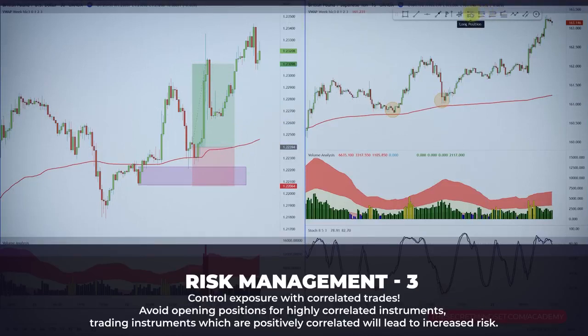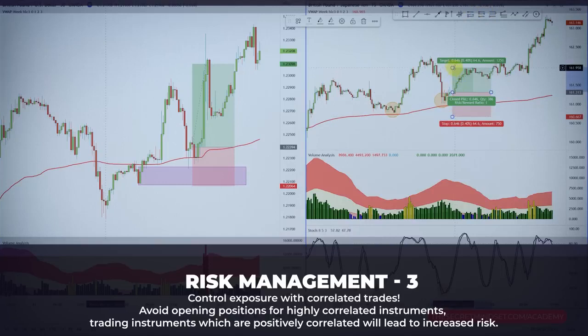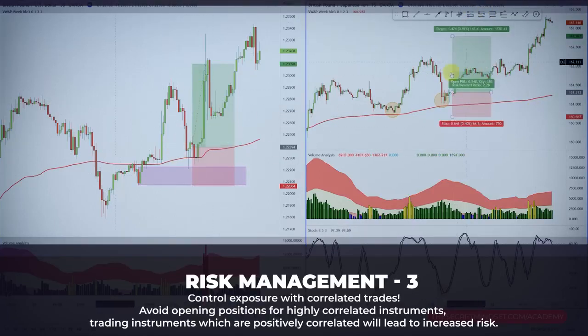When these trades are opened, then you will have two correlated trades that could either double your win potential if the pound keeps rallying, or double your losses if the pound suddenly sells off. This is why it's essential to avoid opening positions for highly correlated instruments.